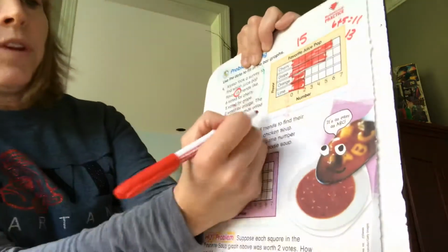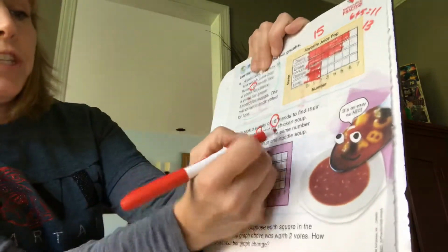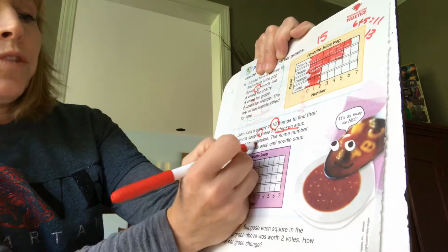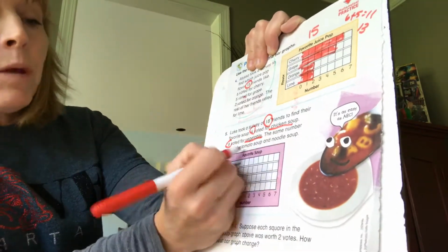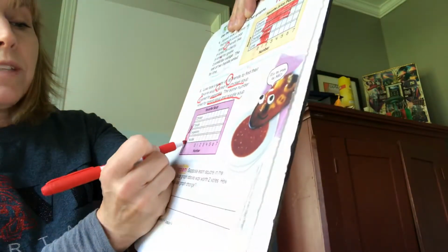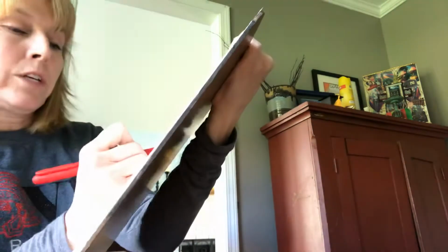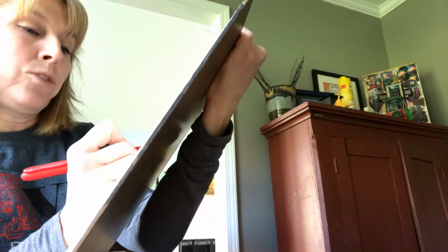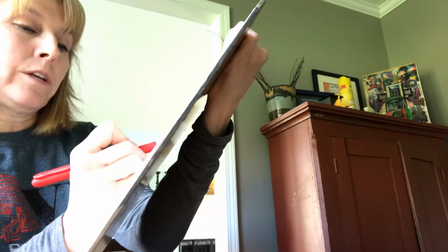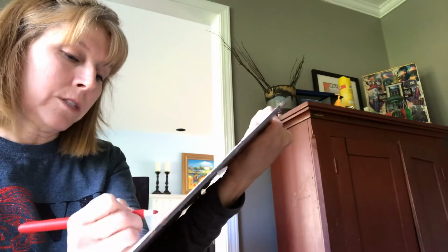Next one, Luke took a survey of 18 friends to find their favorite soup. 4 voted for chicken soup. 6 voted for vegetable. And the same number voted for tomato and noodle. Okay, so tomato and noodle will have the same number of votes. Let's get our chicken. 4 voted for chicken. I'm going to do my bar graph to 4. And this one I will color in. Okay, and then 6 voted for vegetable. So take that out to 6.